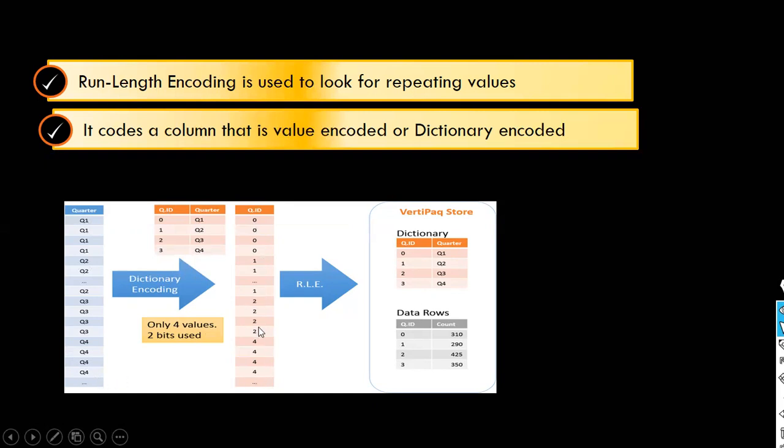The next one is the run length encoding. We already have the dictionary in place. Next are the data rows. Here, how many times does Q1 occur? 310. Then 1, how many? 2, 290. This is how it builds the table in the case of a repeated column.